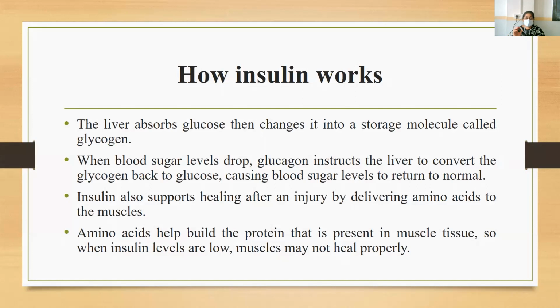And amino acids help to build protein. A protein comprises different molecules of amino acids that are present in the muscle. So when insulin levels fall, the muscle may not heal properly. So for the healing process to be faster, you should have insulin. This is the reason why when you are highly diabetic, your healing process also decreases. So this is yet another reason for that.